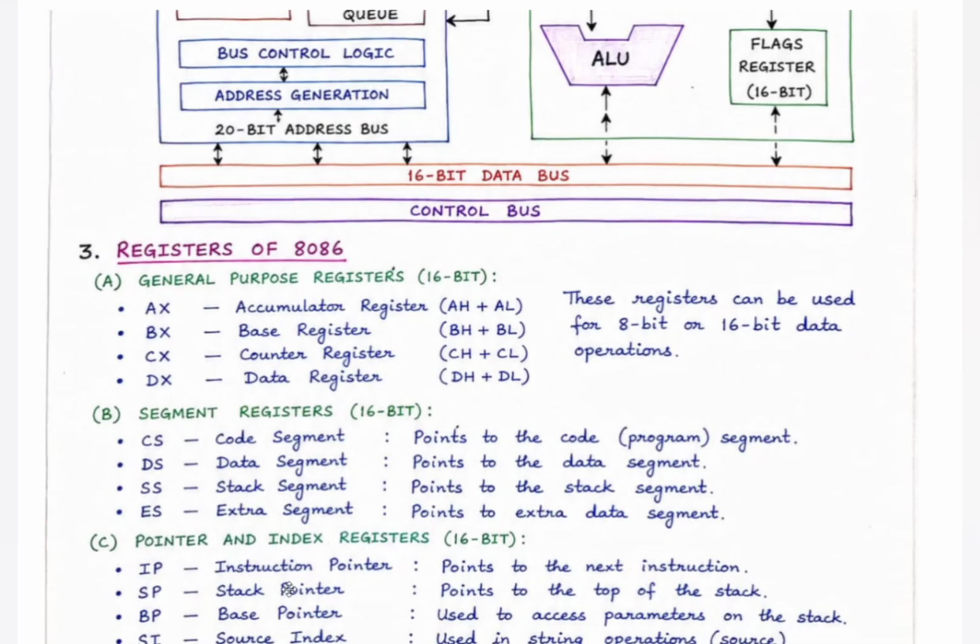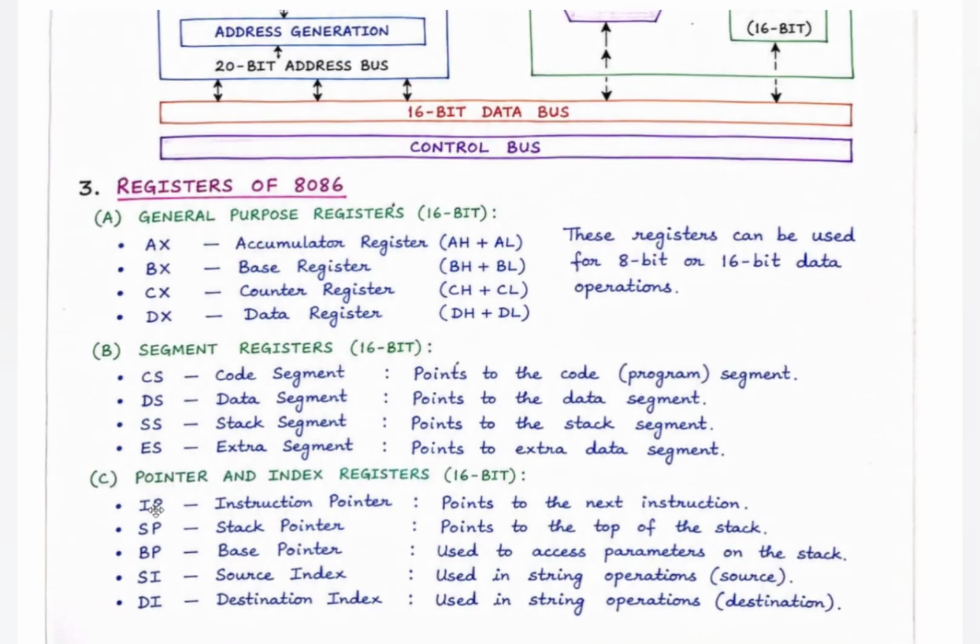Okay. Next, pointers and index registers. These are also 16-bit registers: IP, SP, BP, SI, DI. IP means instruction pointer. The pointer points to the next instruction. When instructions move from one place to another, they are performed in this way. Stack pointer points to the top of the stack. And base pointer is used to access the parameters on the stack. So BP works as a base pointer.